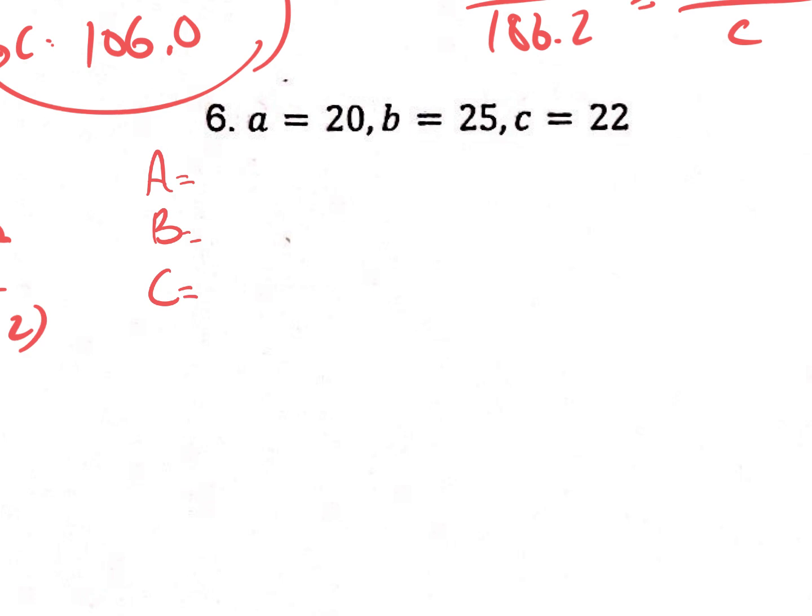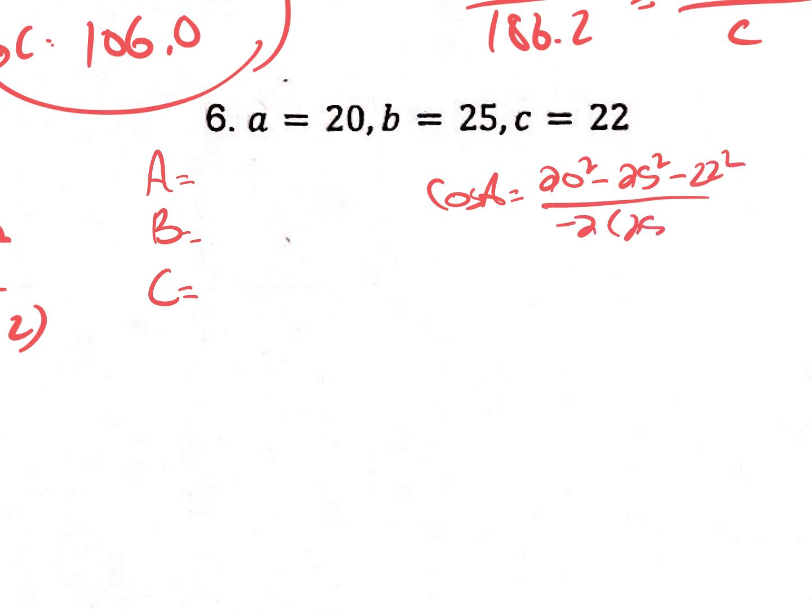So I'm going to do A first. I'm going to say cosine of A is A squared minus B squared minus C squared over negative 2 B C.